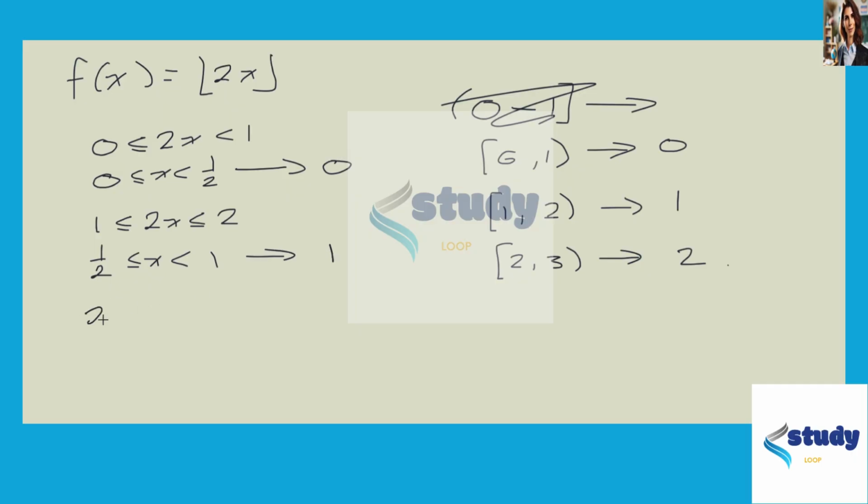And then when we have 2 less than or equal to 2x less than 3, we have 1 is less than or equal to x less than 3 over 2. That gets mapped to 2.